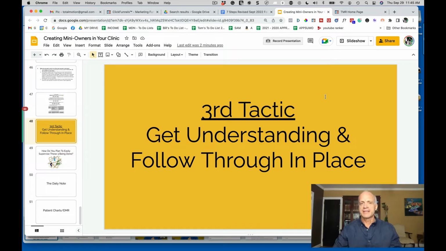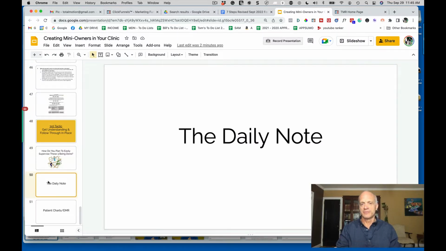So the last tactic, the third tactic, is we need to get understanding and follow through in place. And again, the very best place to do it is going to be the daily note. How can we set up the daily note to put all those standards in place, to show that they're following that routine? Because remember, we got the standards, we got the routine, which is the 7 steps, and now we've got the playing, the game board, which is the daily note. This is going to be the record of everything.